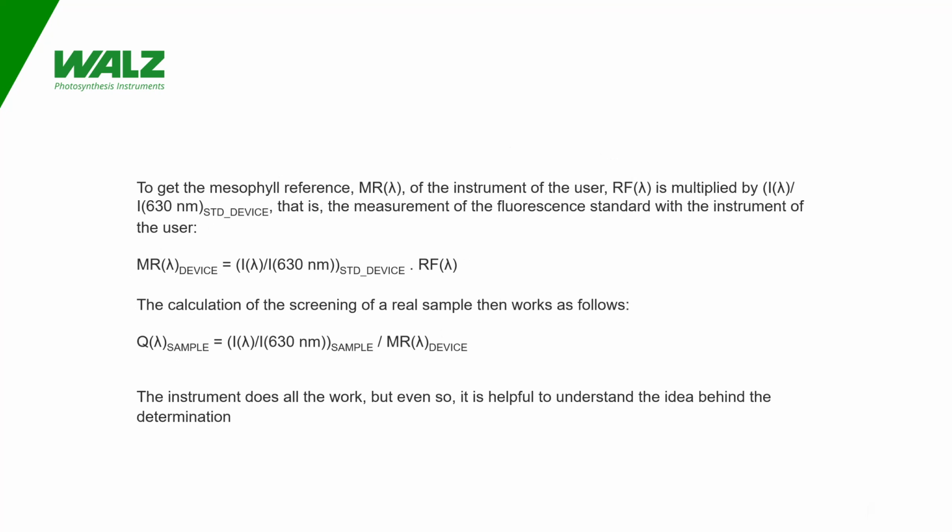The next step is to turn the instrument independent RF lambda value into a mesophyll reference, MR lambda, of the instrument of the user. To do that, RF lambda is multiplied by I lambda divided by I 630 nanometers, determined with the fluorescence standard. And finally, to determine the screening by a leaf, the I lambda divided by I 630 nanometers of the sample is determined for the 4 screening wavelengths and divided by MR lambda of the device.